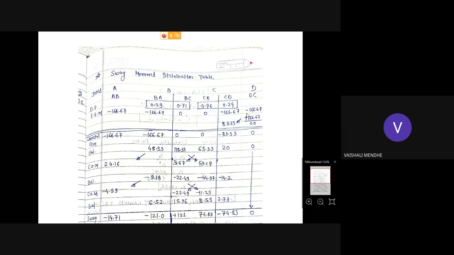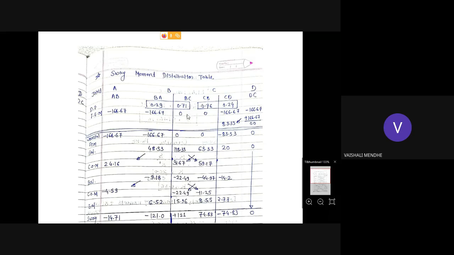ओके, तो कितना correction apply किया? We have applied 166.67. Okay, so half moment will be carried over to its far end. What is far end? Far end is C, so 83.33. So this is the corrected moment. We have a half moment we have carried over here. So you will get the corrected moment in member CD. Okay, so actual moment जो है CD पे, that is -166.67 plus 83.33. So what is the corrected moment for member CD? It is -83.33.